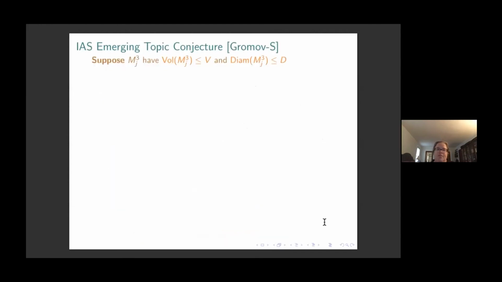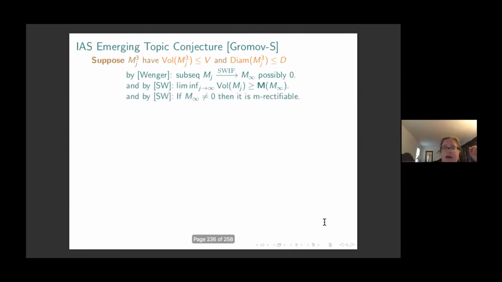All right, so let's go back to this conjecture I mentioned in the very first talk and what we can say now that we know all this information. In the first talk, we said, suppose we have three-dimensional manifolds and the volumes are bounded above and the diameters are bounded above. Then by Wenger's compactness theorem, a subsequence converges in the Swift sense to some integral current space, which might be zero. We know from my joint work with him that the volume of M_j will be bigger or equal to the mass of the limit. And we know that if M infinity is not zero, it's rectifiable.